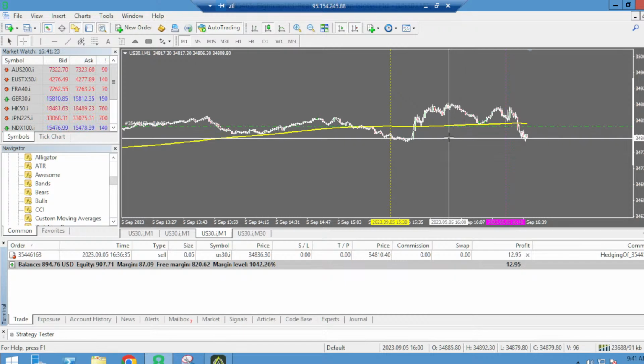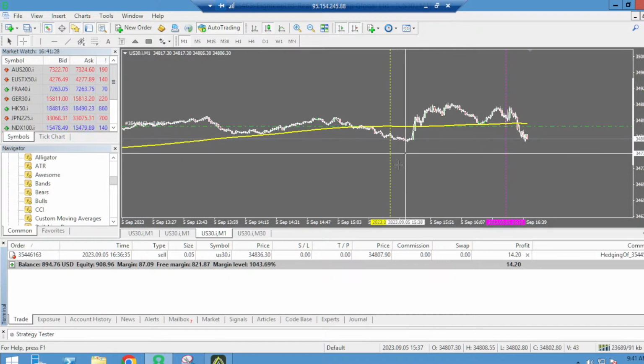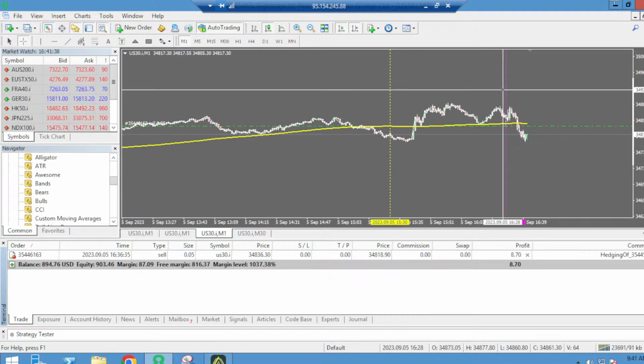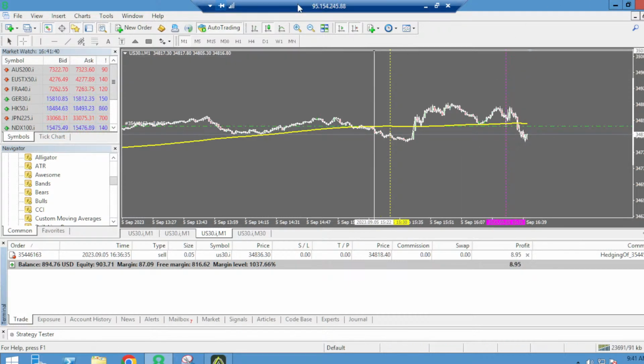I'm commentating this simply because I want you guys to understand how the system works. You don't need to touch it, and I'm not going to touch it. I'm just going to let you guys see it work on its own. So this is a live account, guys. It's not a joke. As you can see, it's a real server.